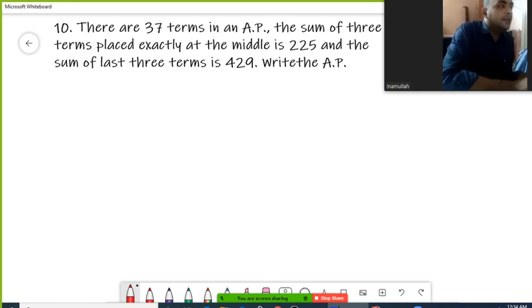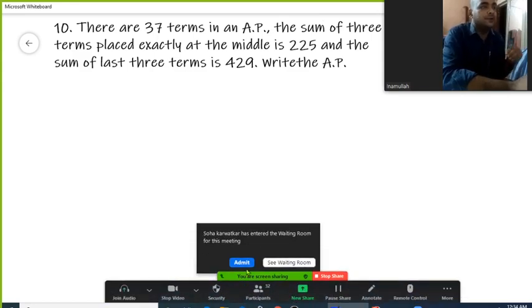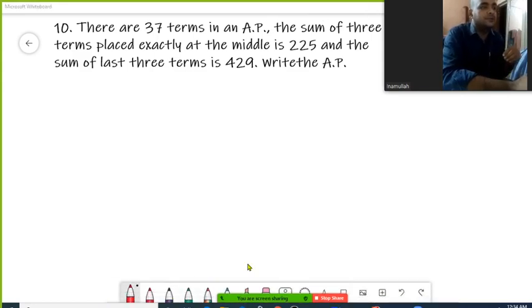There are 37 terms in an arithmetic progression. So in this question we are talking about an arithmetic progression where we have 37 terms. First we need to find out the middle term, because the question talks about the sum of three terms placed exactly at the middle, which is 225. So you need to find out which three terms we are talking about.